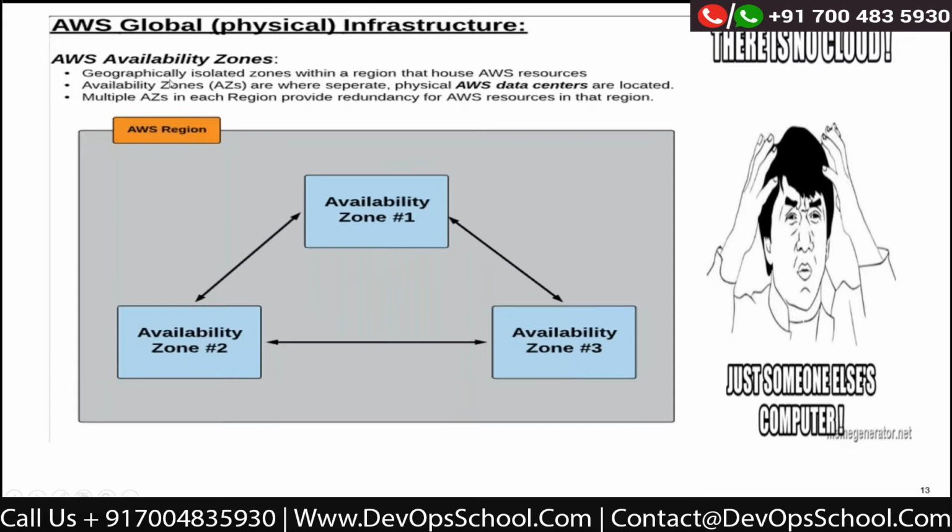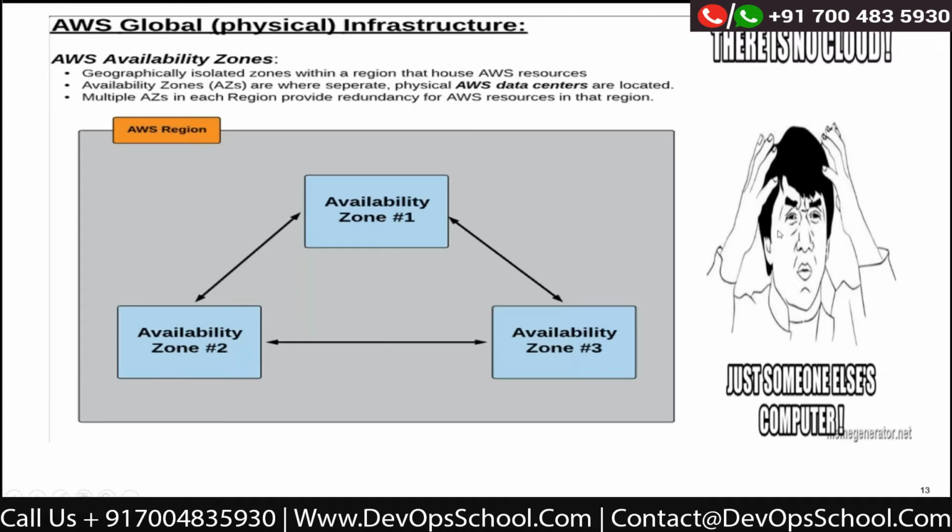Same thing I explained to you. AWS availability zones are basically the data centers that are present in a region. For example, in India there can be 3 data centers separated 100 or 200 kilometers apart. There can be 500 kilometers also, but at least 100 kilometers is the distance.